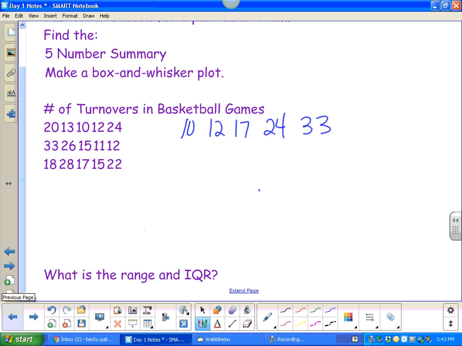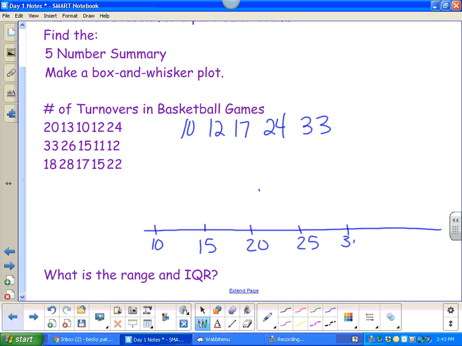So you need to scale at the bottom. I'm going to start from 10. I'm going to go to 35 because that'll cover all my data. I'm just going to go up by 5s. And then I'm going to put a dot at all my 5 numbers. So I've got a 10, I've got a 12, I've got a 17. I got a 24, and I have a 33.